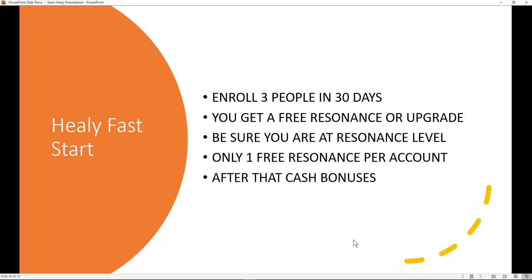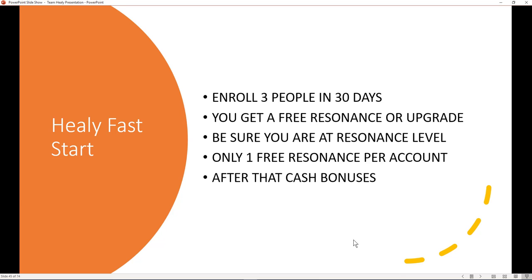There are different ways that you can get paid in Healy, and instead of paid, let's use the word compensated. So one thing that you can be compensated for is signing people up. And they want to encourage you to start enrolling people as soon as you get enrolled yourself. So the fast start is the way that you're compensated by enrolling 3 people within the first 30 days that you're enrolled. And the bonus is that you get a free Resonance if you already have a Resonance, or you get an upgrade if you don't.